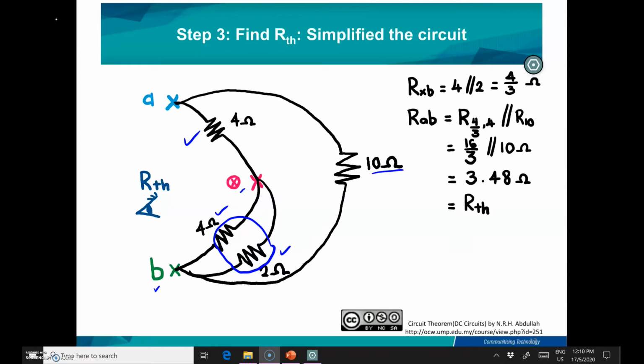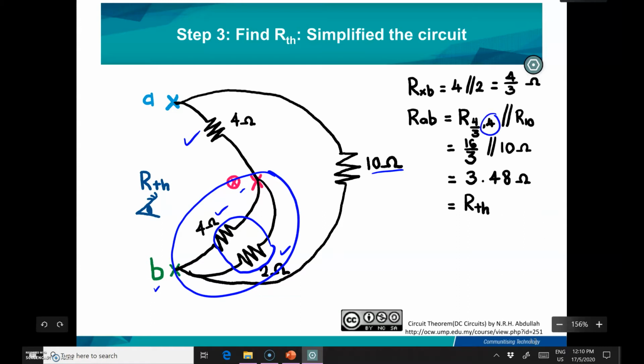This is the detail of the calculation, where you can see the RXB is here. So the 4 parallel with 2 is equal to 4 over 3 ohm. And then for the RAB, you can see that the 4 over 3 is in series with the 4 ohm, and then you have to parallel with the 10. You need to solve the series resistance of 4 over 3 with the 4 first, and then parallel with the 10 ohm, and then you can get the value of R Thevenin as 3.4x ohm.